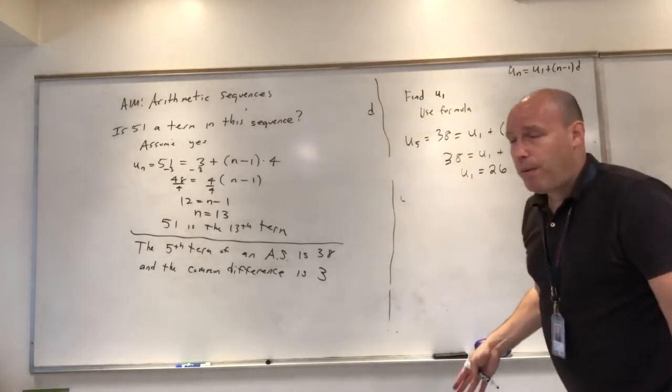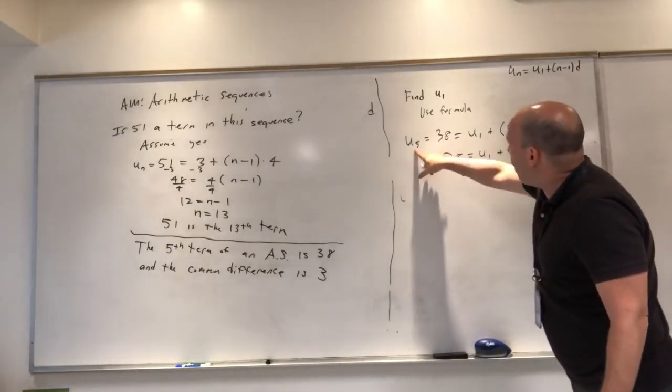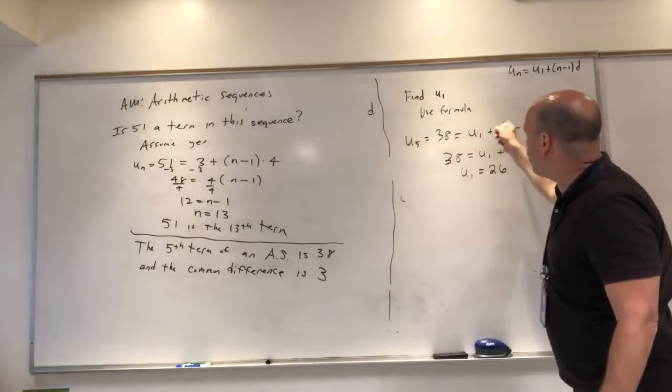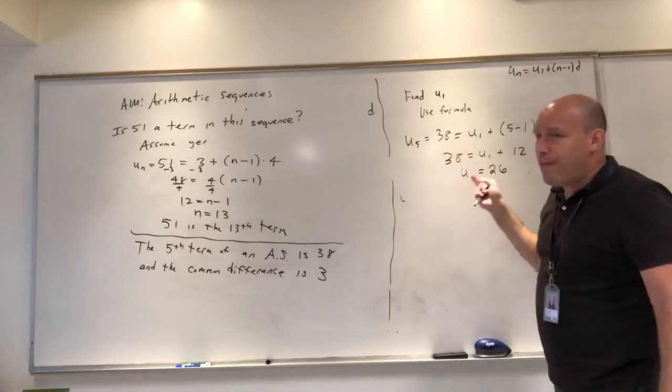What's the 9th term? Well, you could do it a couple of ways. You can say, you know what? I know to get from 5 to 9 is 4 jumps. So I'm going to do 4 times 3 is 12. Add that to 38. I get 50.